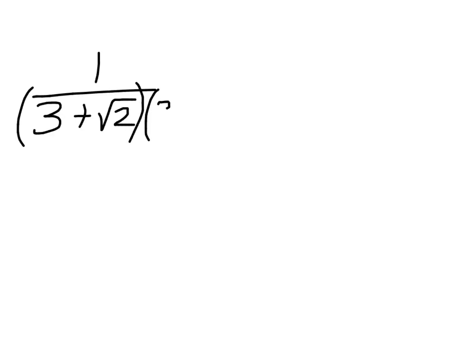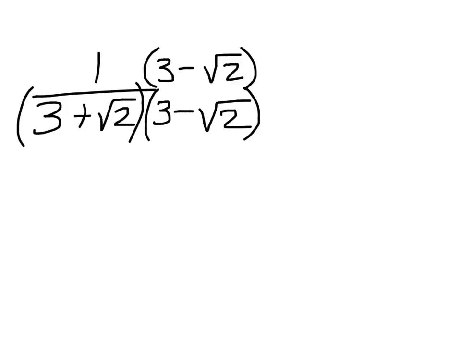On 8, we have 1 over 3 plus the square root of 2. Can you have root 2 on the bottom? No. How do you get rid of it if it's a 3 plus root 2? You multiply it by its conjugate. What's the conjugate of 3 plus root 2? 3 minus root 2. And what you do on the bottom, you got to do on the top.